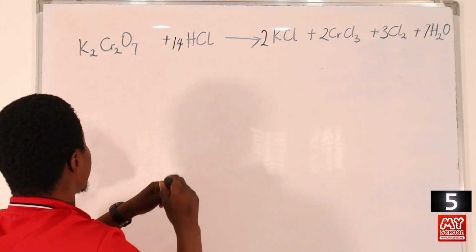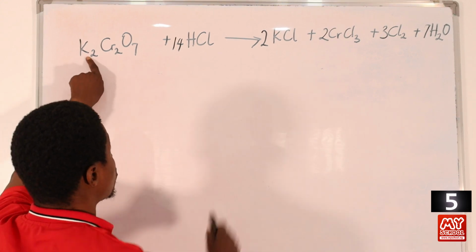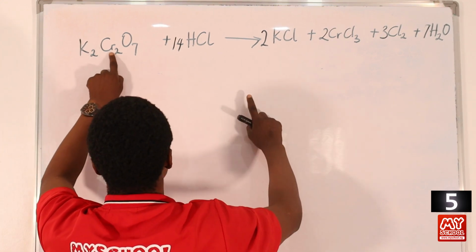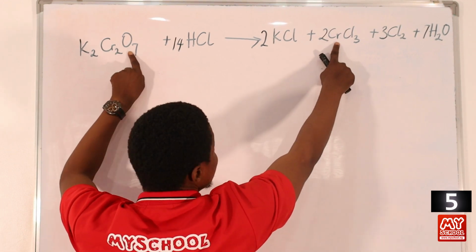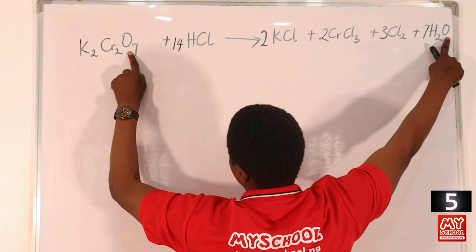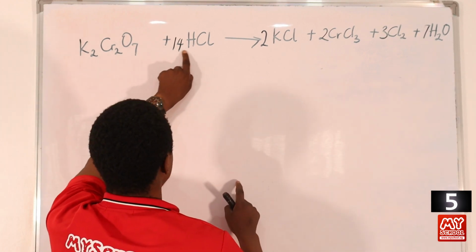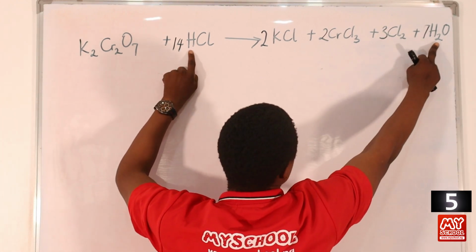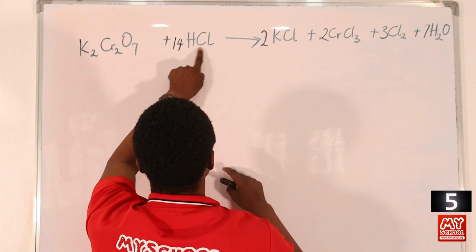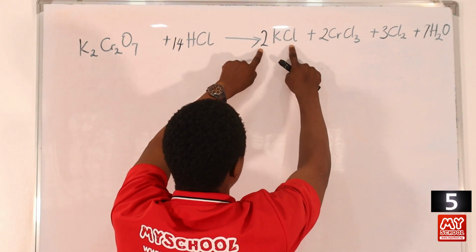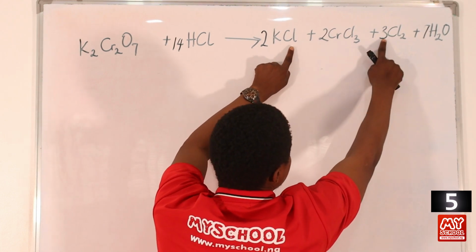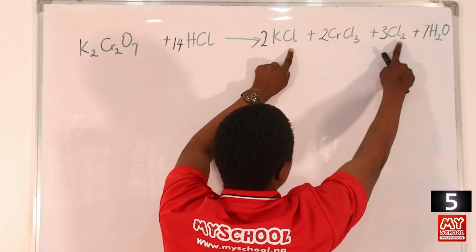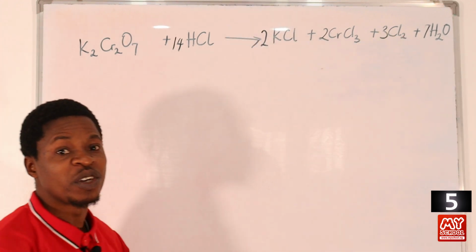So you can check again. Potassium is 2, potassium is 2 here. Chromium is 2 here, chromium is 2 here. Oxygen is 7 here, oxygen is 7 here. Fine. So hydrogen is 14 here. Hydrogen is 7 times 2, that's 14. Then chlorine is 14 here. Then chlorine is 2 plus 2 times 3, that's 6. 6 plus 2, that's 8. Then 3 times 2, that's 6. 8 plus 6 gives us 14. So that equation is balanced.